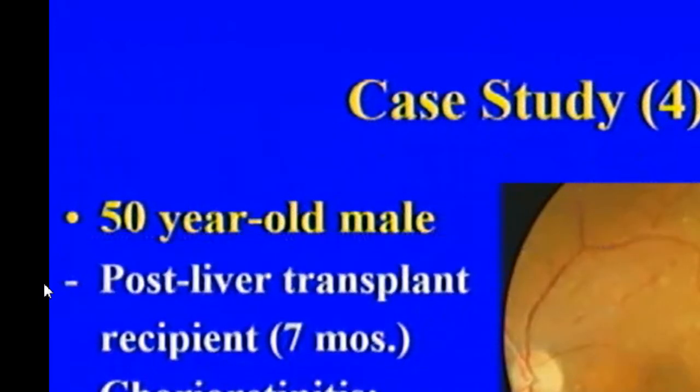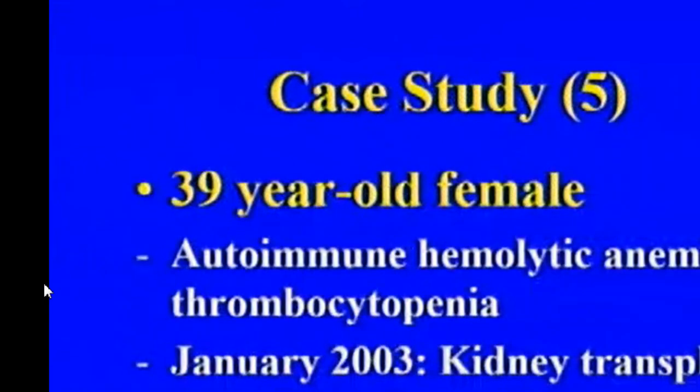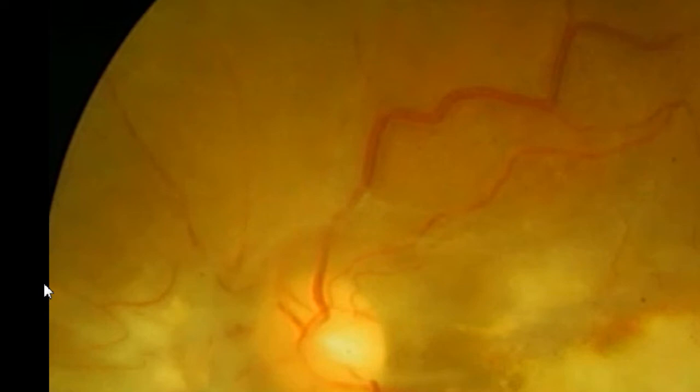Another 50-year-old with multifocal choroiditis and evidence of vasculitis in an immunosuppressed individual following liver transplantation and immunosuppression, and the diagnosis was Mycobacterium tuberculosis. This is a 39-year-old patient with autoimmune hemolytic anemia who had kidney transplantation on immunosuppression, and this is the fundus picture. This patient had evidence of CMV retinitis, and the patient had to be given acyclovir again in order to control the infection.